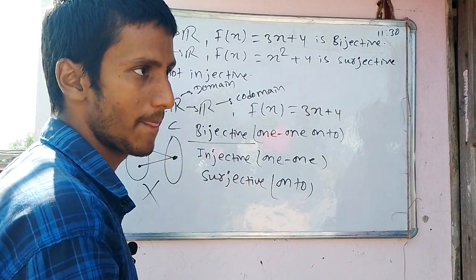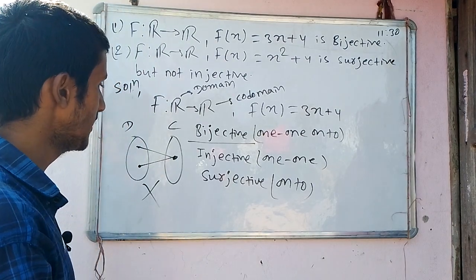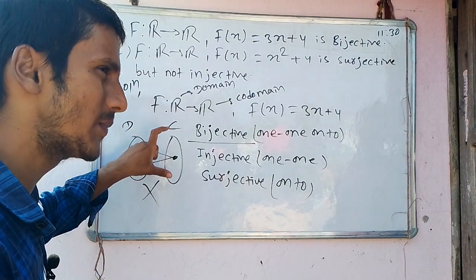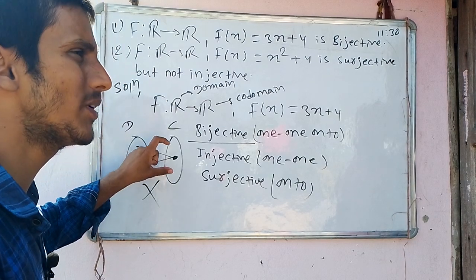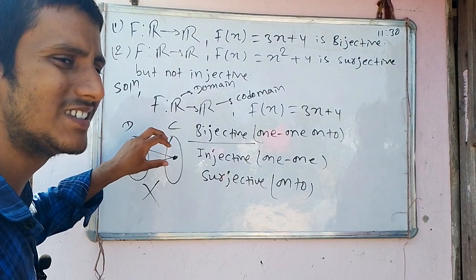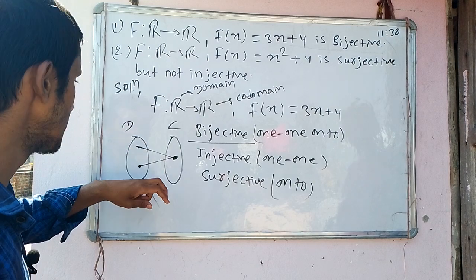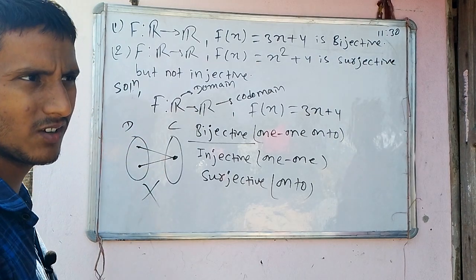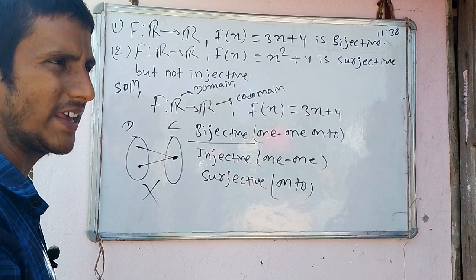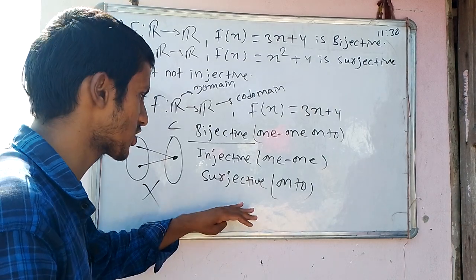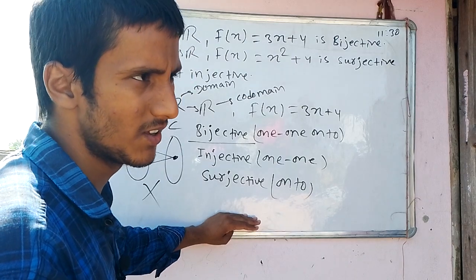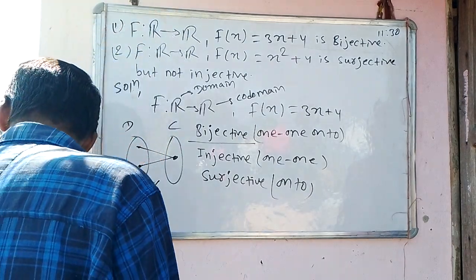Surjective means what? That all the elements in the codomain are mapped to by some element in the domain. It means for all y in C, there is x in D. Does that make sense? For all y in C, there is x in D. This is what surjection means. This is what surjective means. Okay? So now we're going to prove that.